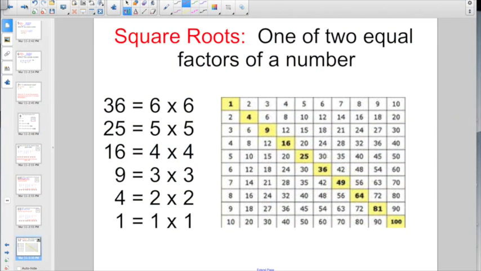Something else we got to know, I think quite a few of us kind of have a handle on this according to mental math.